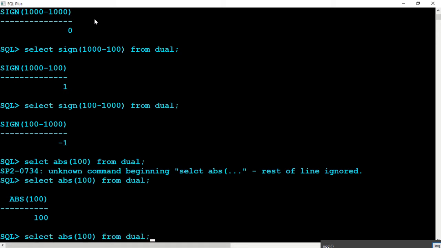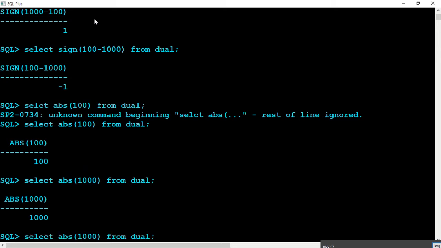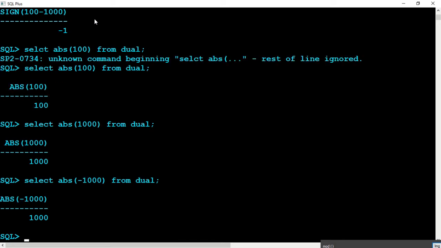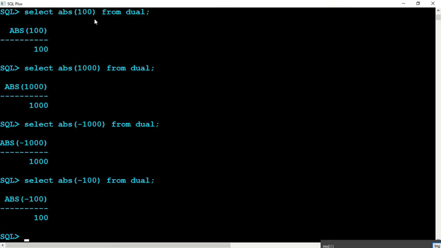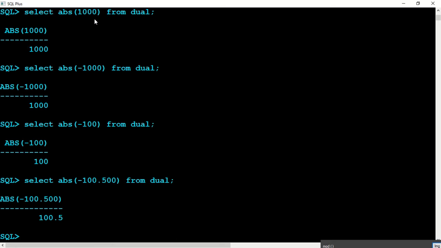So if it is 1000, it will return 1000. But if I say -1000, it returns 1000, a positive value. If I say -100, it will return 100. If I say -0.500, a decimal value, it will give you the positive value. So it always returns the positive value of a number.